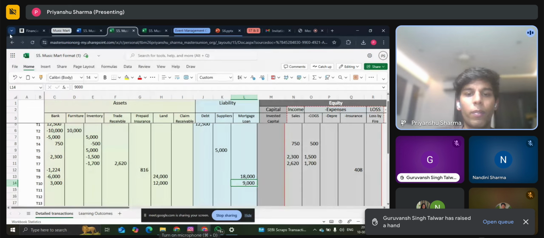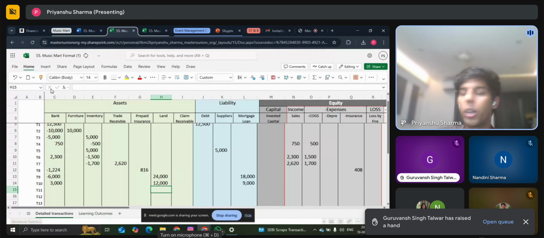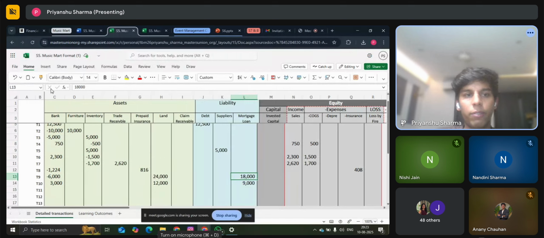Question: why should there be a minus for both land and loan here? So yeah, since that was worth equal, I did not show you the calculation. 24,000 was your total value, and you sold land worth 12,000. So what remains is 12,000. And out of the total debt of 18,000, since the buyer has taken up 9,000 worth of debt, you remain with 9,000. Since it was equal in value, I didn't show you the calculation. Otherwise, yeah, you're correct. It would have been deducted.